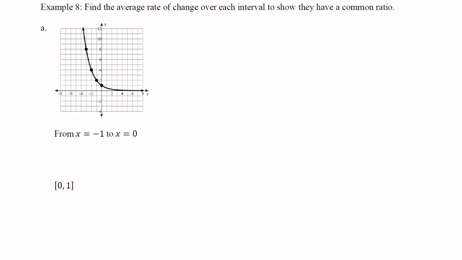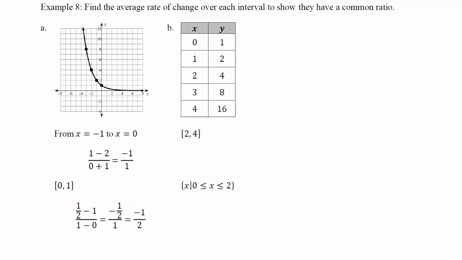Now let's look at the average rate of change over an exponential function. From negative 1 to 0, we have (1 - 2) over (0 + 1), which gives us negative 1 over 1. For 0 to 1, we have (1/2 - 1) over (1 - 0), which gives us negative 1/2 over 1. Now you'll notice that both of these are over 1, so that leans us toward having a common ratio, since our numerators are the same and we have different rates of change.